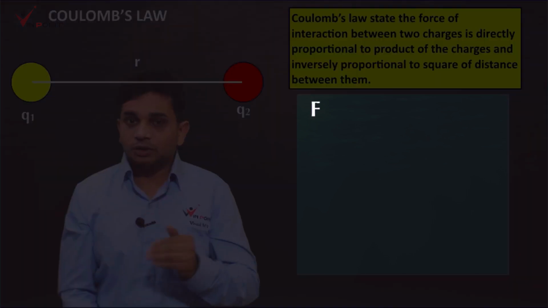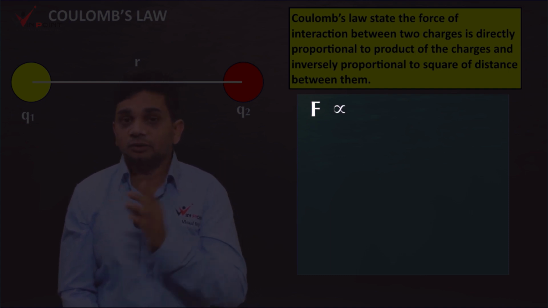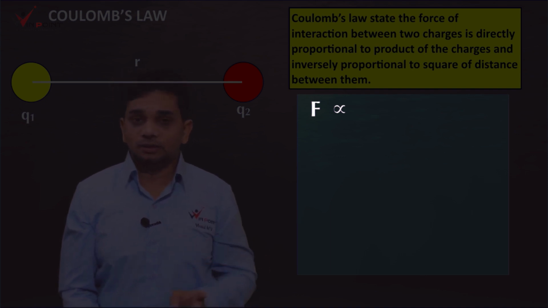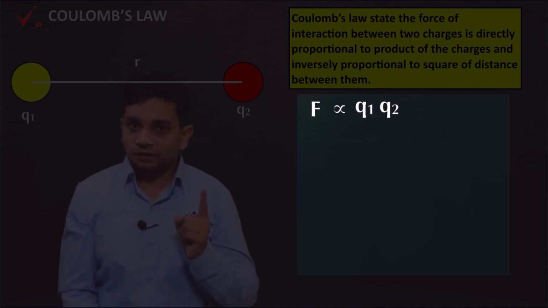First we are writing F. Proportionality sign is proportional to. We need to use a sign. This is the proportionality sign. F proportional to product of the charges. First charge is Q1, second charge is Q2. So it will be Q1 Q2. That is the first mathematical relation: F proportional to Q1 Q2.